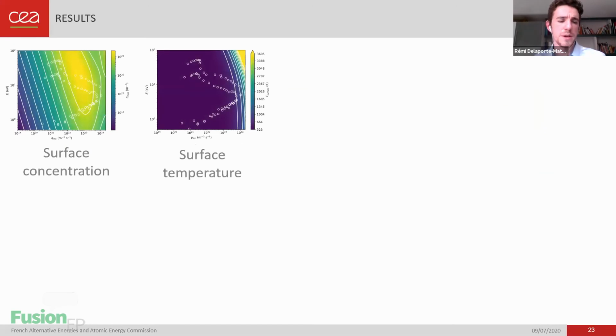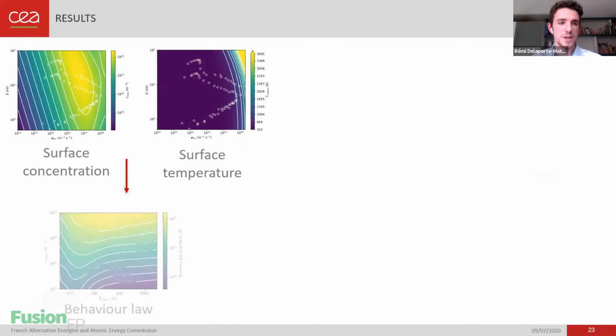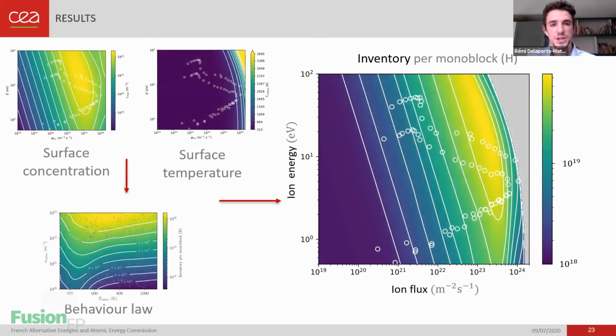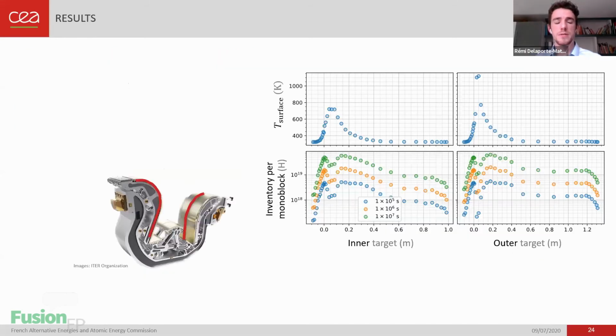So now that we have the surface concentration and surface temperature, we can feed them to our previously mentioned behavior law that we obtain with our plenty of simulation points. And this gives us what we need, which is the inventory per monoblock as a function of ion energy and ion flux. And again, you can see that the maximum is not necessarily for the highest flux.